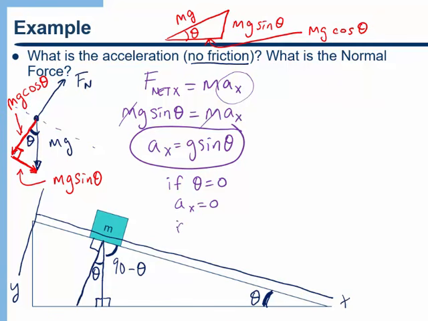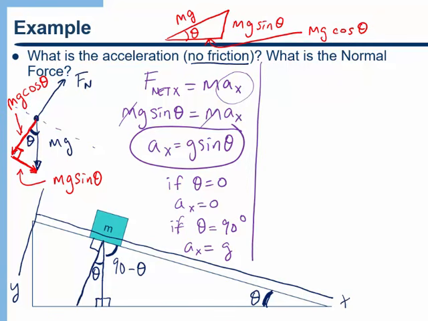Notice if theta equals 90 degrees, then a_x is equal to g. The reason it's not negative g is simply because we've defined down the incline as positive. So if the incline is completely vertical, then the object is just going to accelerate with a value of g. So that makes sense.